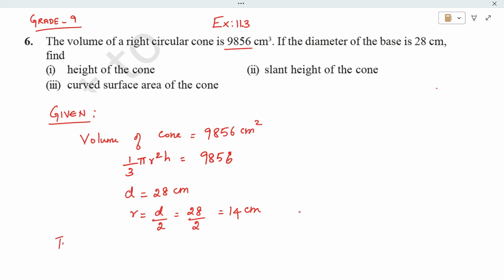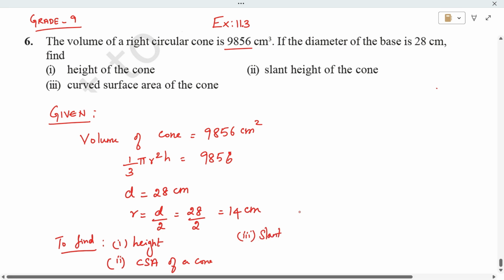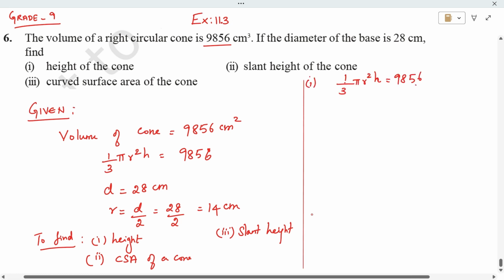Now, what are the things I need to find? There are subdivisions, right? I need to find the height of the cone, and the second is going to be the CSA of a cone, and the third part is going to be the slant height of the cone. So all this can be determined with the help of the formulas. So can we do one by one? So from the volume given, I can determine the height, right?